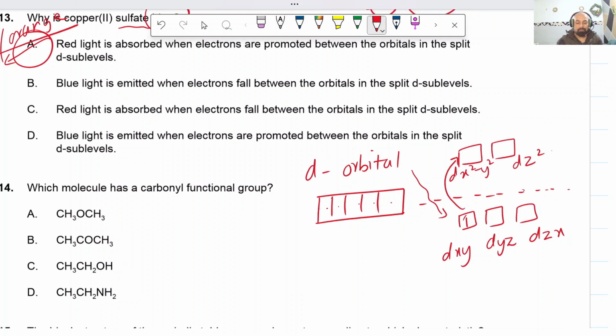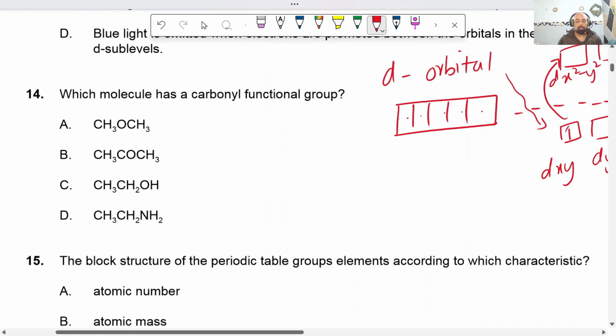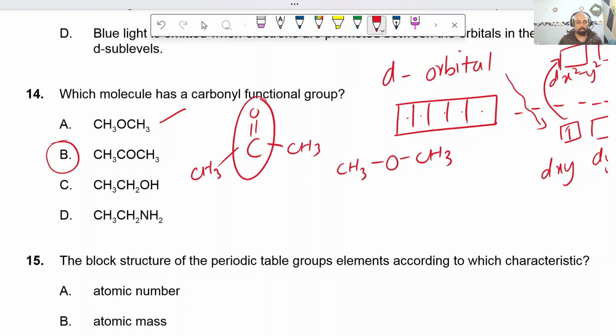So that's it. So let's talk about question number 14. Which molecule has a carbonyl functional group? Now we all are familiar with carbonyl functional group. That functional group is C double bond O, right? So out of all these structures, you will notice first guy, this right there is an ether, right? So this right there is a ketone. So we have CH3, CH3. So carbonyl group is found over here in the B. As far as others are concerned, they do not contain carbonyl group.